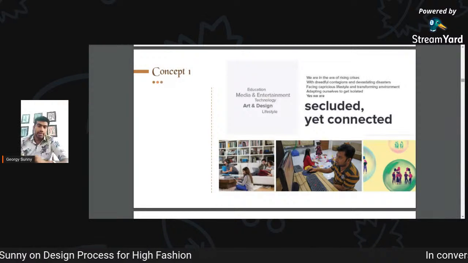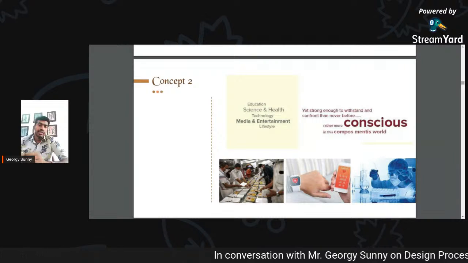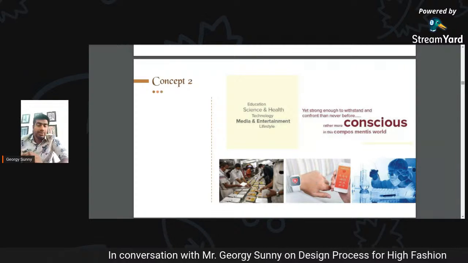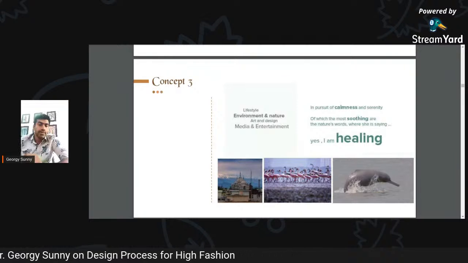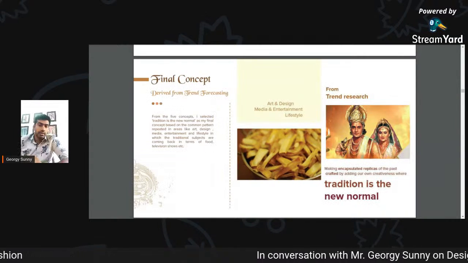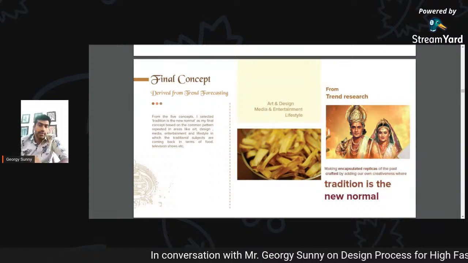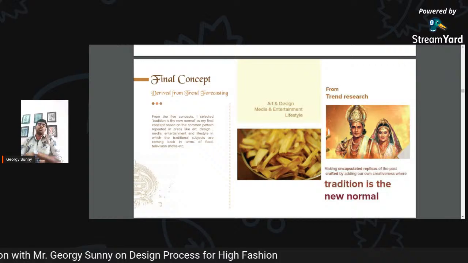Okay, next slide. So she's actually briefly explaining what each concept is going to be. Next slide. Next. Next. Next. Okay, so the basic 5 concepts she has converted into different boards to explain her concept.